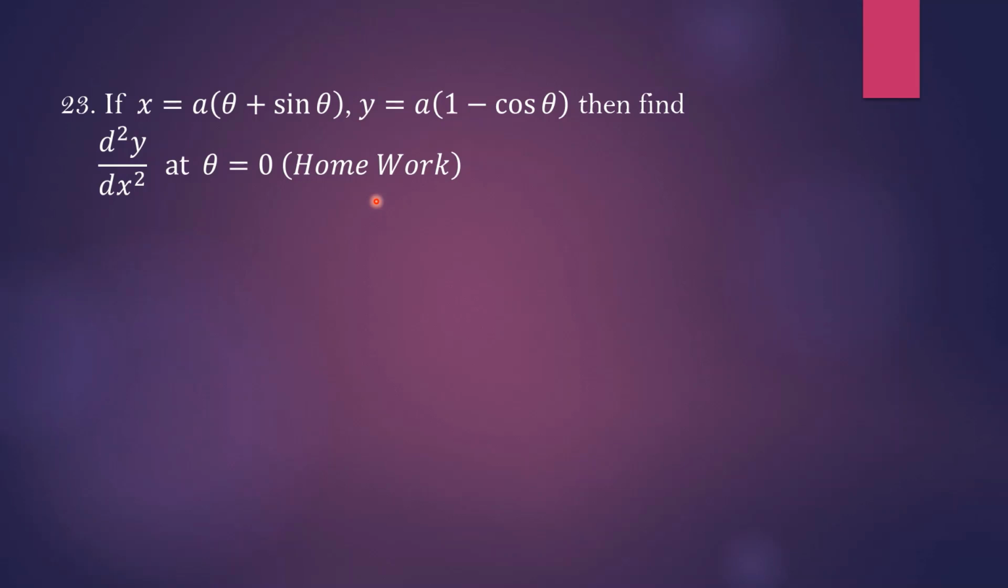After that you take differentiation with respect to x. After finding dy/dx, the result will come in theta. Therefore, whenever you find the second derivative from that line, on the right hand side there will be a term dθ/dx, and that value can be obtained from the dx/dθ line. Put that value there, simplify a little, and finally put theta equal to 0 and the answer will come.